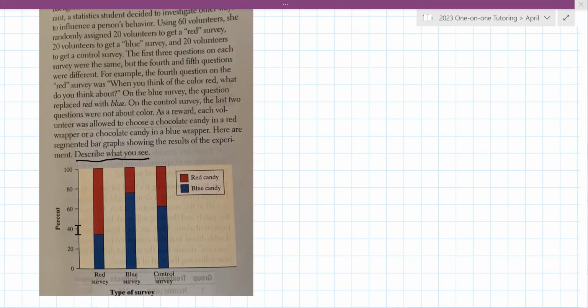Yes, right, on the percent side. Okay, so for the 20 volunteers, we can say for sure that this one is like 35, and this one is probably 75, because out of 20 we can be more specific, if you want.